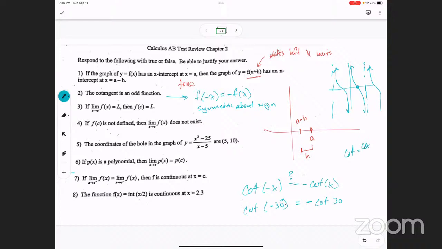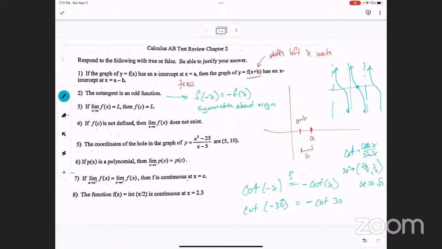It's cosine over sine, which is your X coordinate over your Y coordinate on your unit circle. So 30 degrees was root 3 over 2 comma 1/2. So the cotangent of 30 is going to be the X divided by the Y, which is root 3.